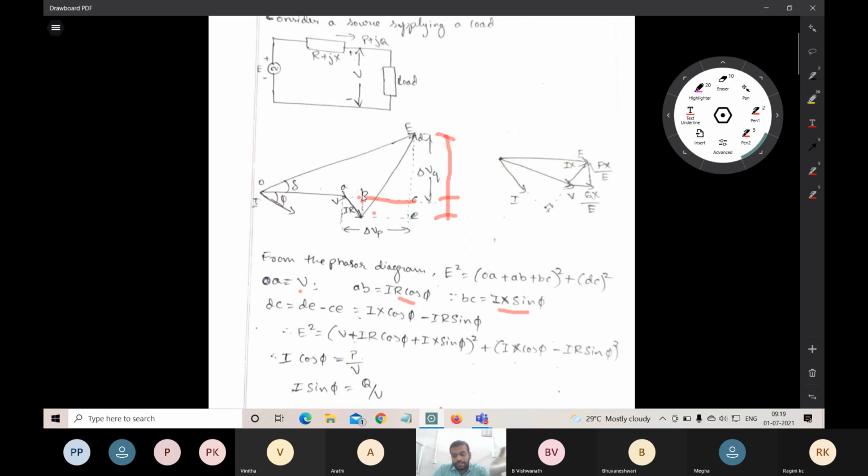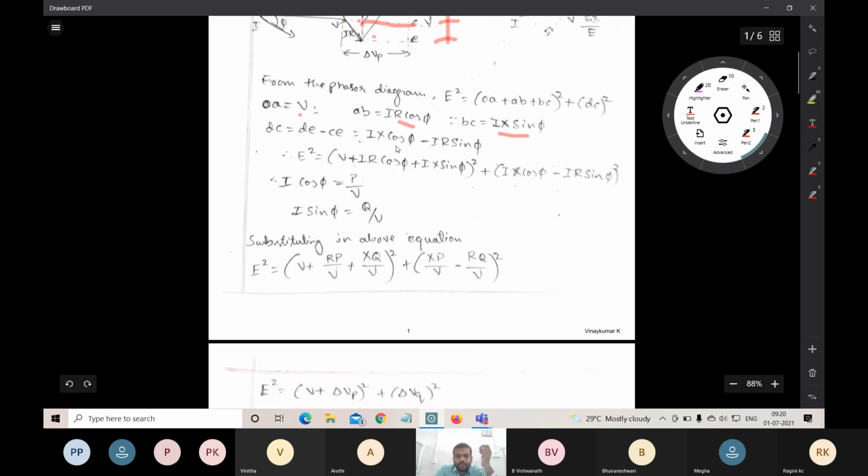That is by the triangle laws that we studied in our high school. If you are considering any two triangles, the sides will be the same. So by going through that law, AB will be equal to CE. So what is AB? AB is IR cos phi. Okay, IR sin phi. So by using that law, CE is IR sin phi. So DC is IX cos phi minus IR sin phi.